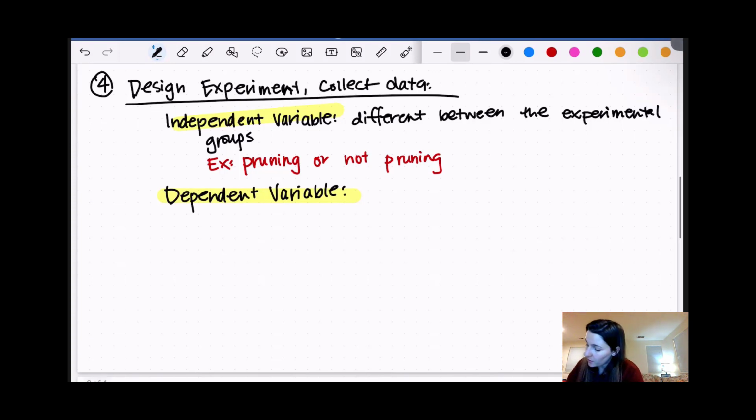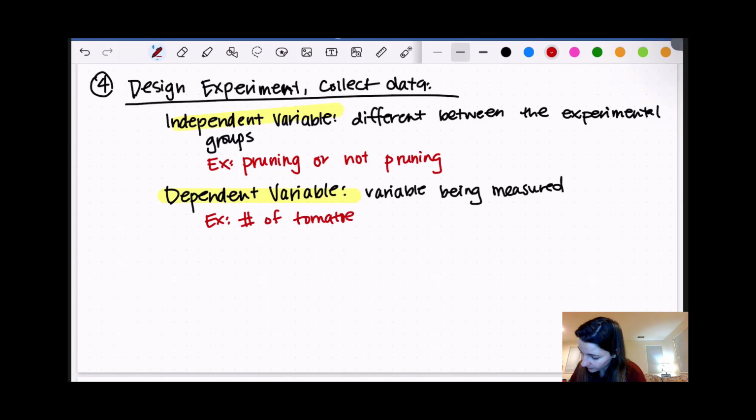So this is the variable being measured. In our example, this would be the number of tomatoes grown on the plant.